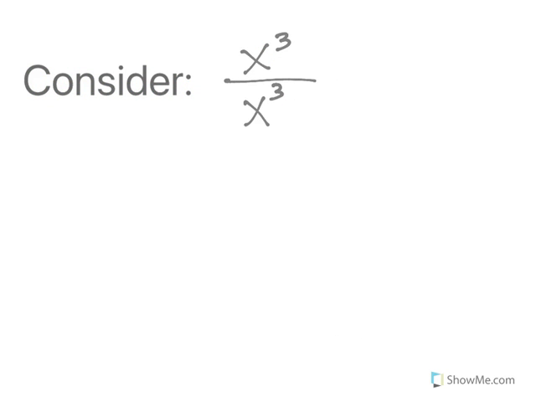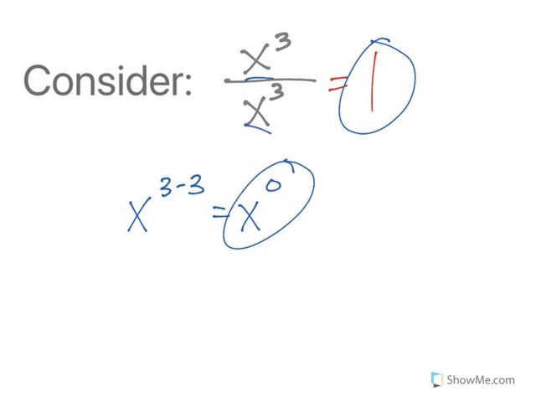Great. Well, what about x to the third over x to the third? By that process, anything divided by itself is 1. Well, let's think about our quotient rule. Same base, subtract the exponents, so x to the 0. So x to the 0 and 1 are the same.